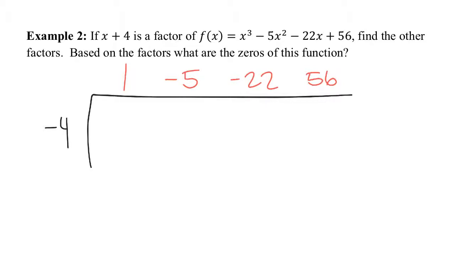So let's start by bringing down the 1. Let's take the -4 times 1, which is -4. -4 plus -5 is -9. That goes right here. Then I take the -4 times -9, and that gives me 36. I take 36 plus -22, which is 14. And then I know the answer, so I don't have to really do this last part, but I'm going to do it anyway to make sure that my numbers are right. -4 times 14 is -56, plus 56 gives 0.